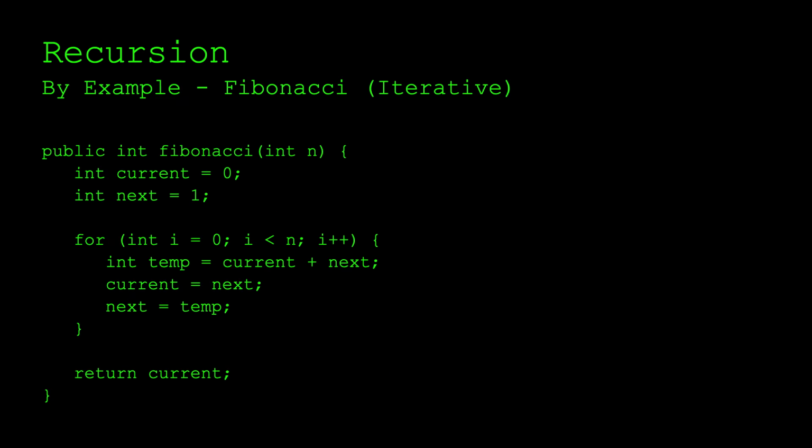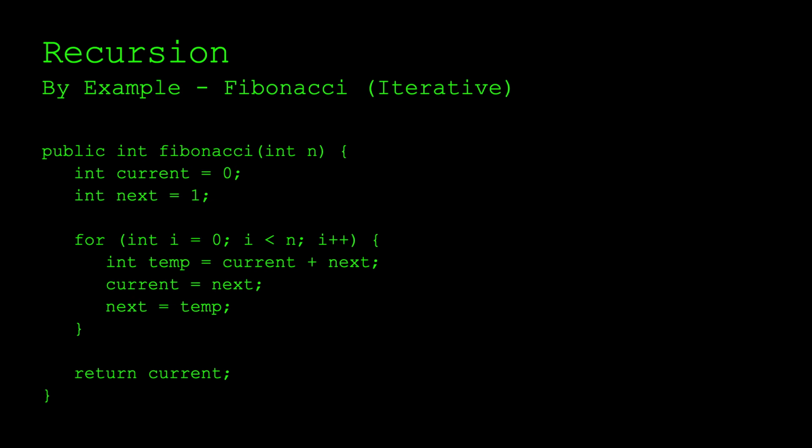So you can also do it iteratively, and that's by having a counter for the current and a counter for the next, and then looping while i is less than n, the element you want to get, and then doing a calculation of a temporary value, which is the current plus the next, then setting current equal to next, next equal to temp, and then just continuously increasing it.